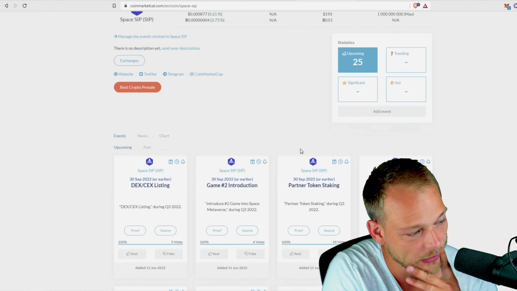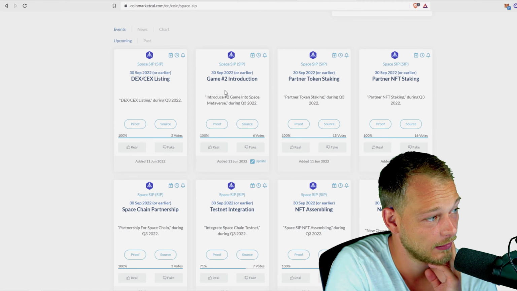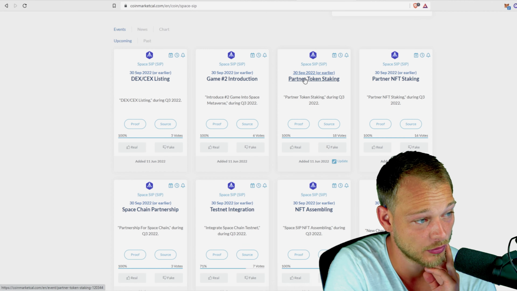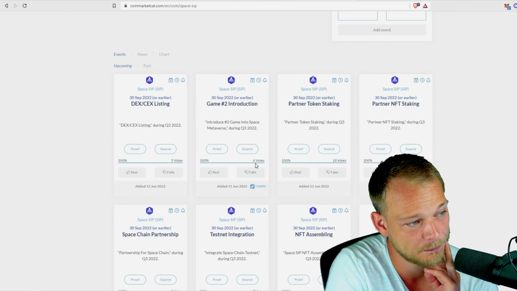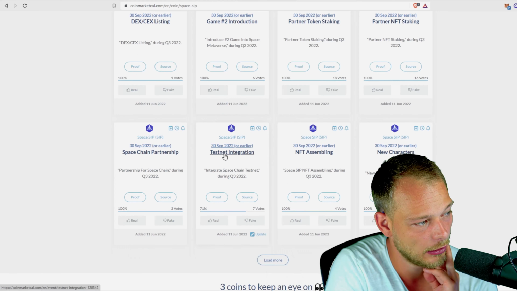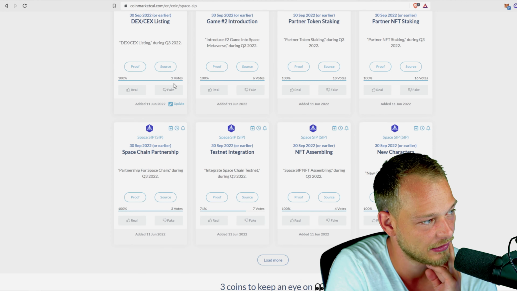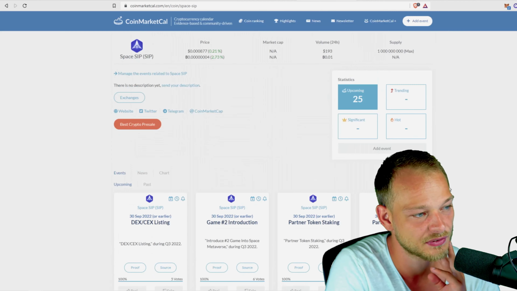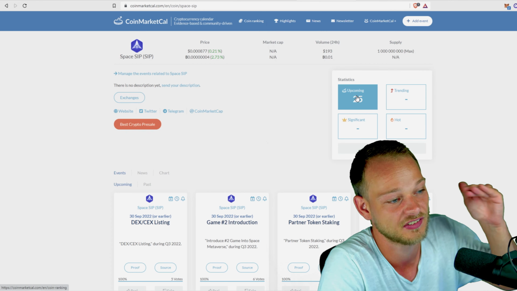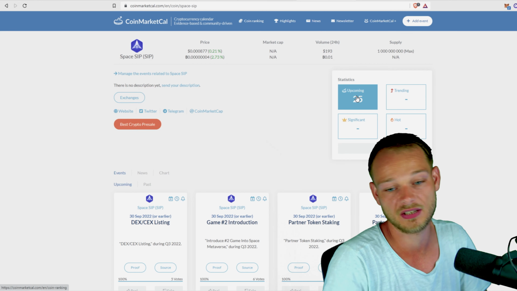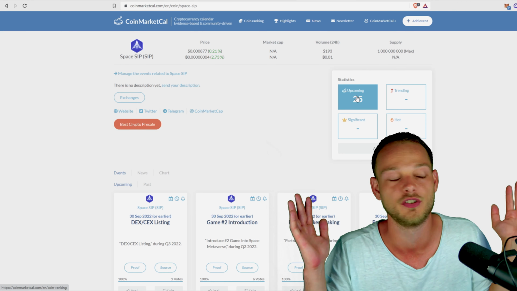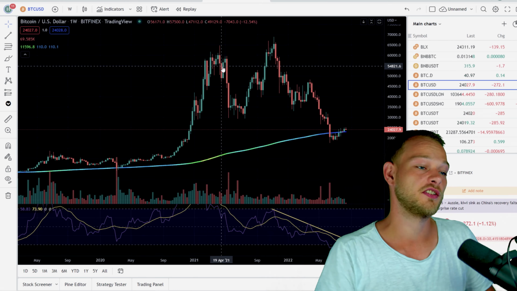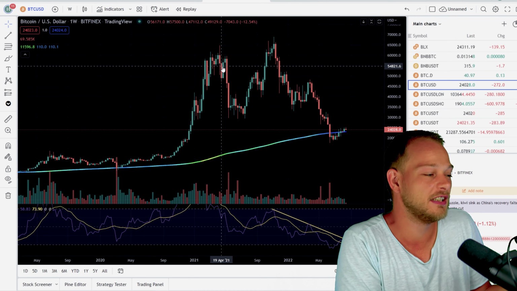Then, cool. What do they have coming then? They got a listing coming. They got the game introduction. They got a partner token staking, partner NFT staking, space chain partnership. So they basically put the complete roadmap on here. But you also have to take a look at how many votes it has. Like 5 votes, 6, 18, 16, 3, 7, 4, 5. Like there's no community. So don't get tricked by the fact that this has a high number. Because if there's not a community behind it that's actually waiting for this kind of stuff, then yeah, what's the use, right?